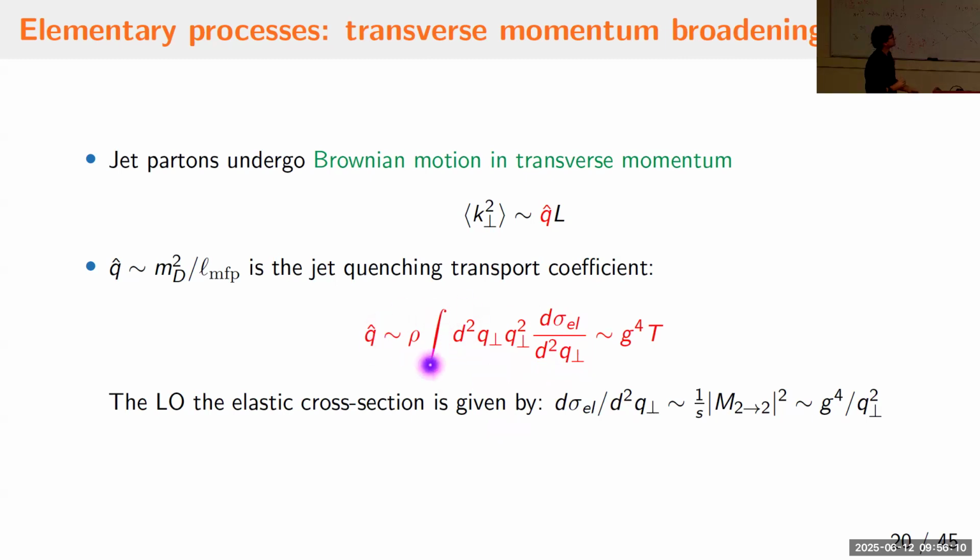Rho is just the density of scattering centers. So you compute this, you integrate, and then you get g to the fourth times the temperature cubed, right? So here it is cubed. I need to correct, it's cubed. All right. So this is a result of the leading order calculation. So this is q hat, the transport coefficient at leading order. If I measure it, I have access, for instance, to the temperature of the plasma, right?